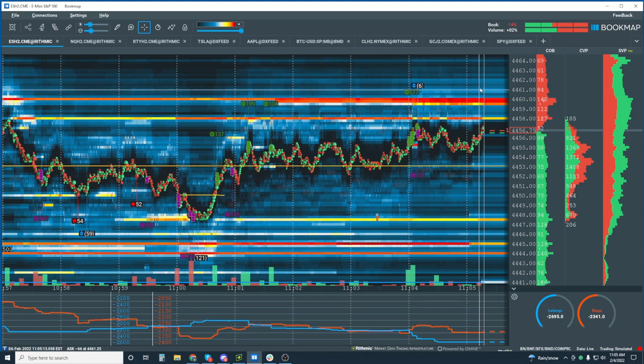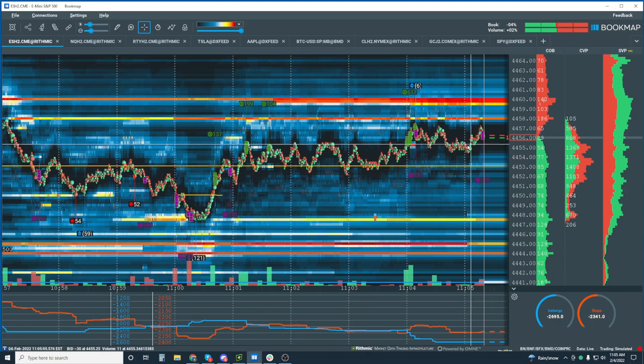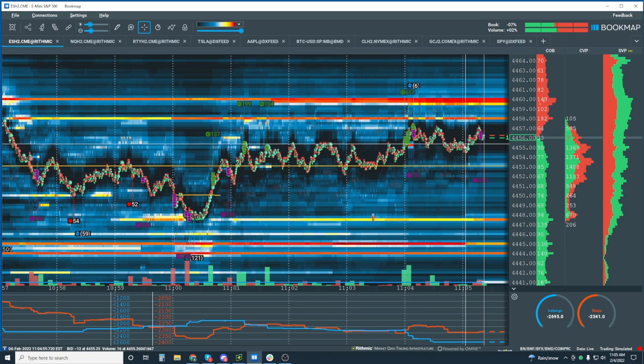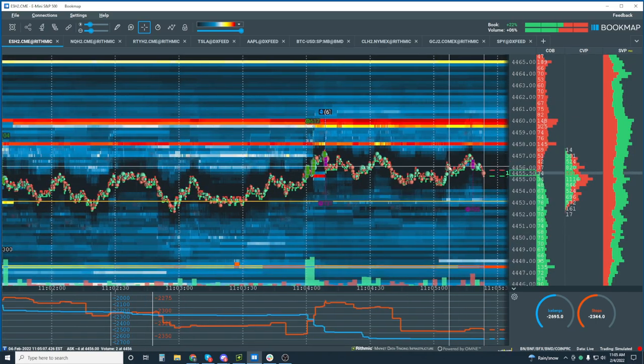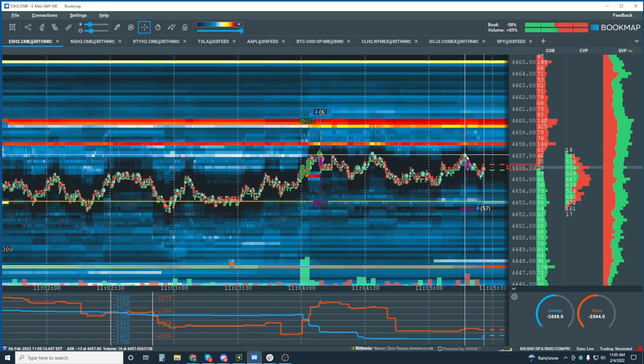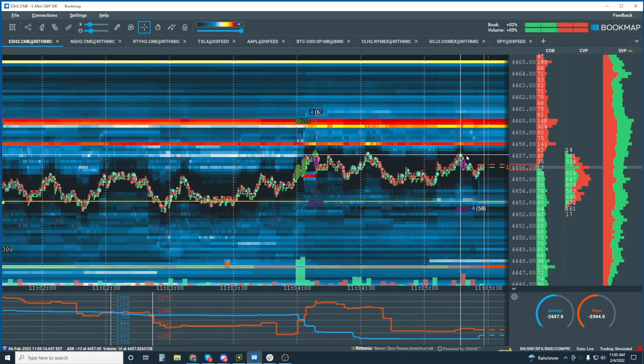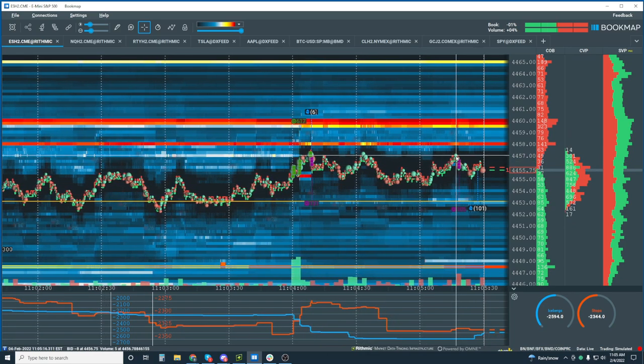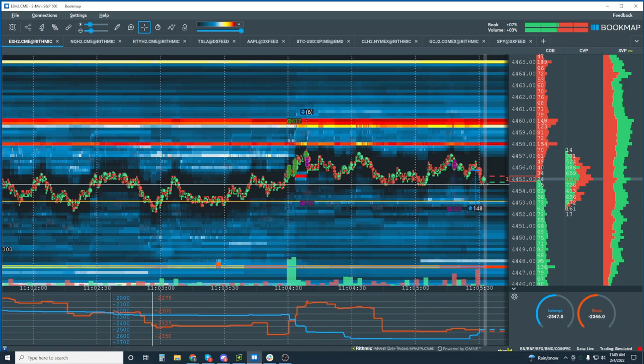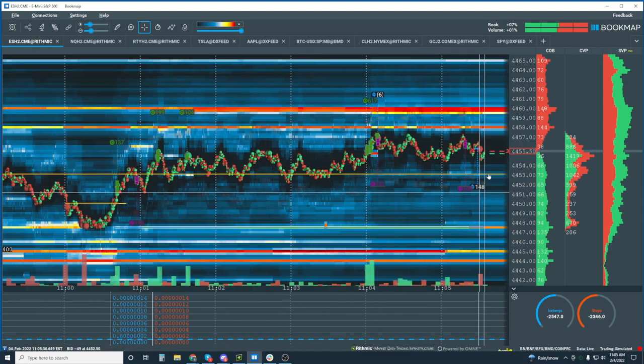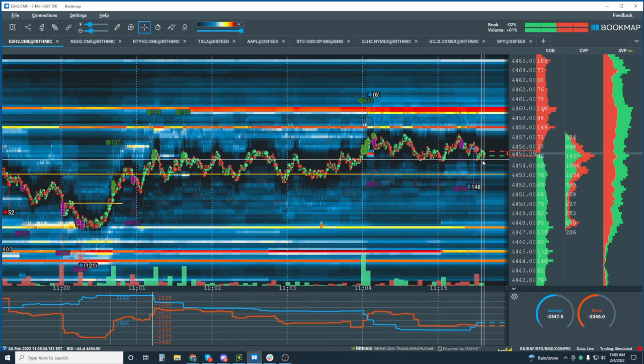So I'm looking for that move now. Okay, it's all around these little areas in here. We're looking for the order flow. Okay, now we got buyers back up here. We're back up to the top of the range here. And now I want to see them break the range though. Okay, back to the bottom of the range again.